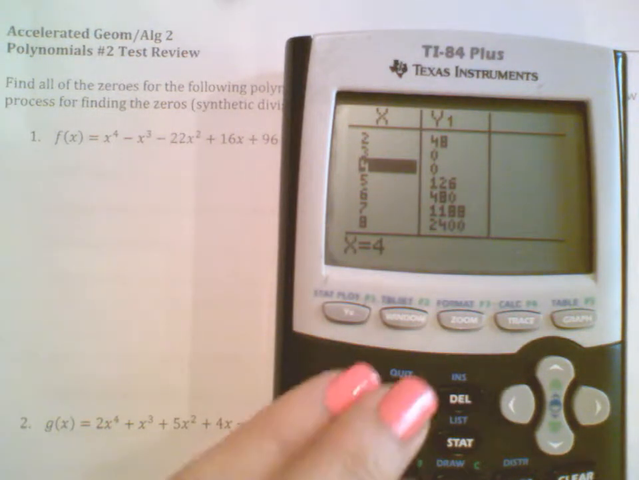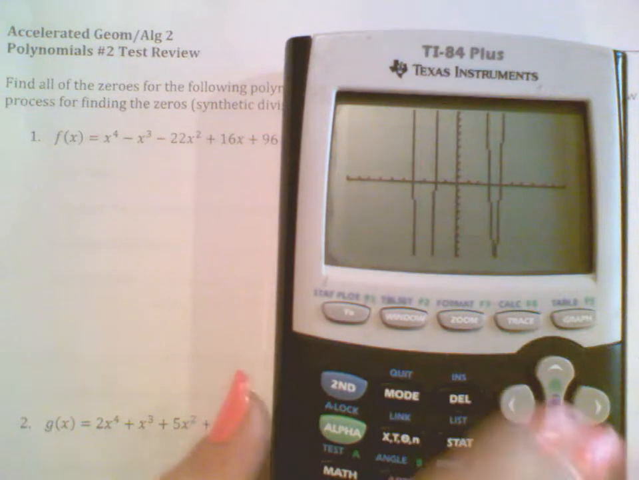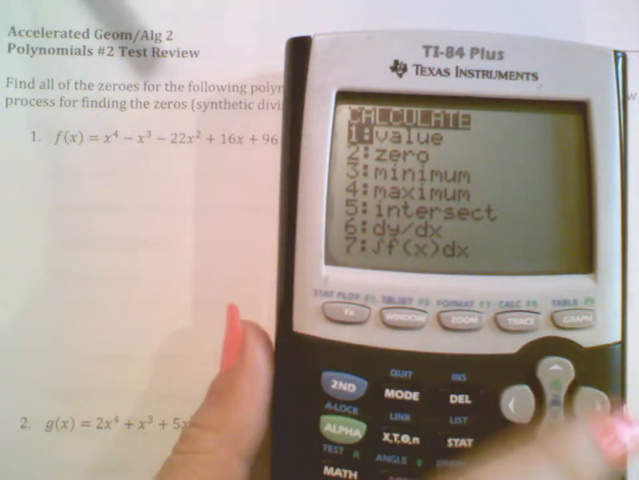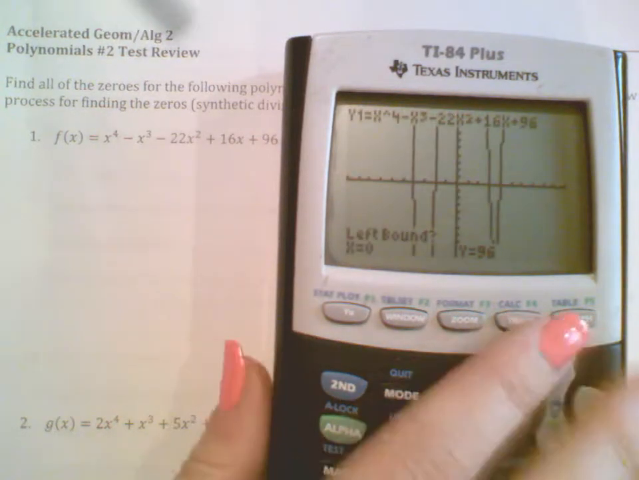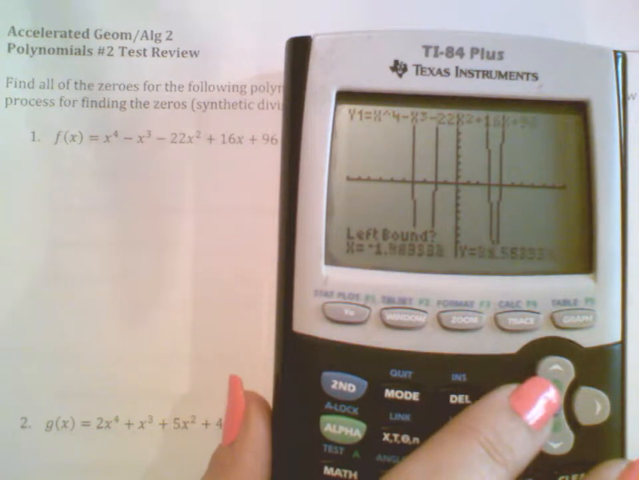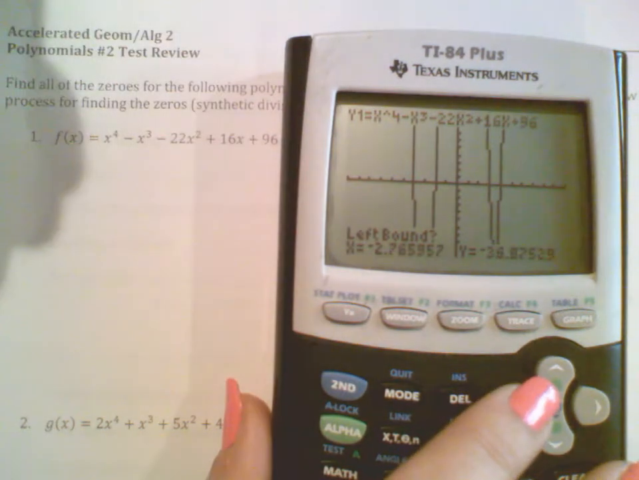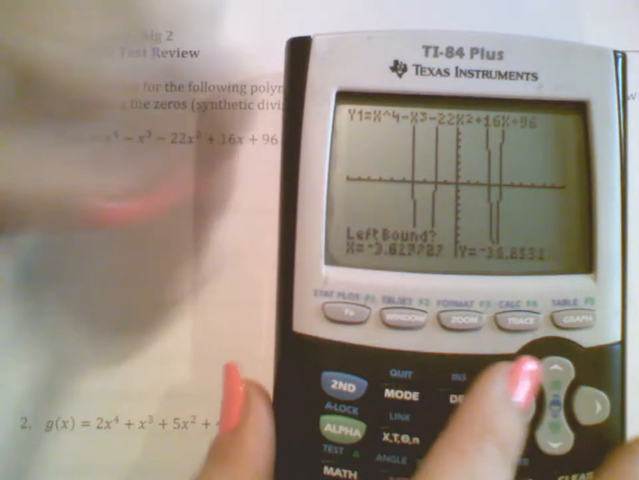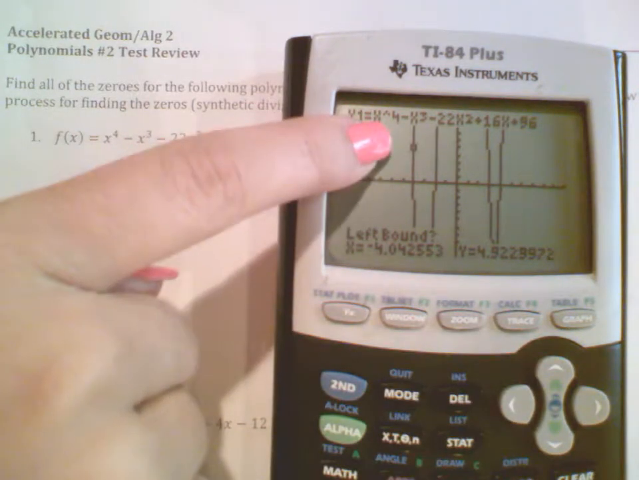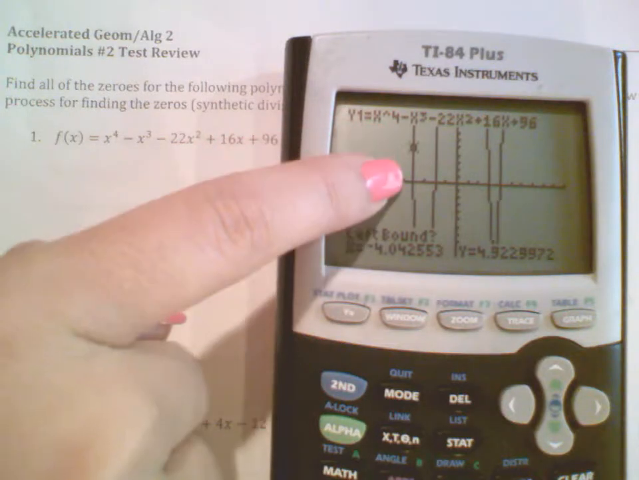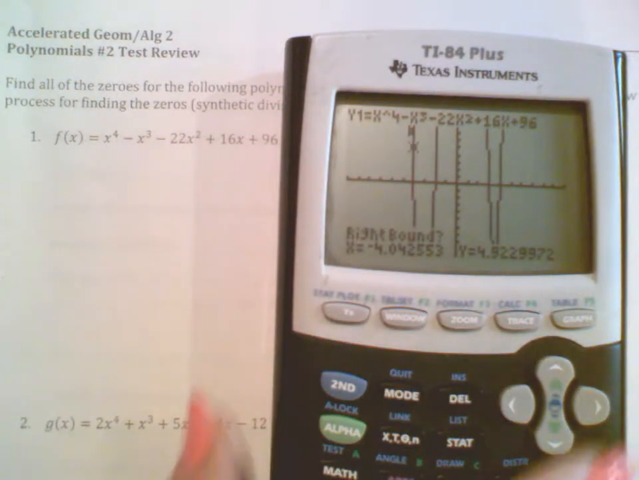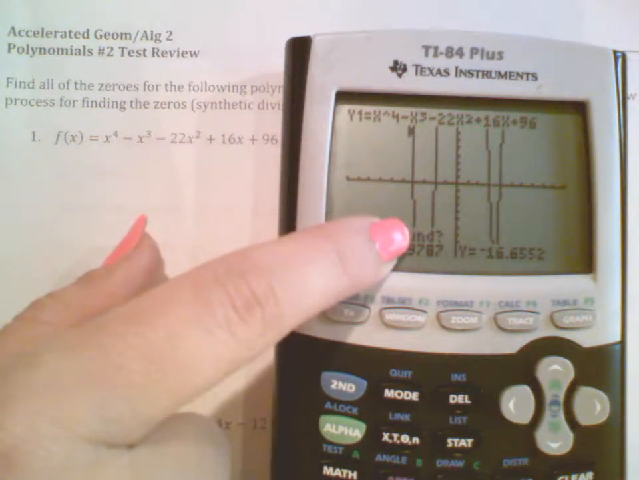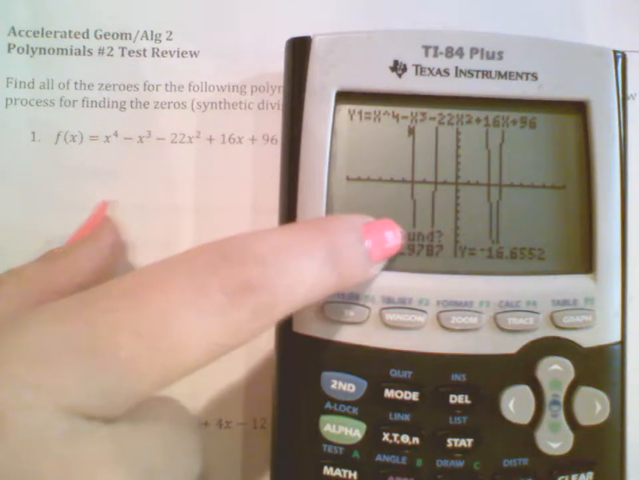But if you had decided to instead not go with the table, you could press second trace, which will bring you to calc. Go down to 0. It's asking you for your left bound. So I'm going to find my cursor. I can see a little blinking cursor that is to the left of the 0. I'll press enter. It says right bound. I'll scroll to the right one. If it went too far, that's okay, because I just know that it went farther right, which is fine.